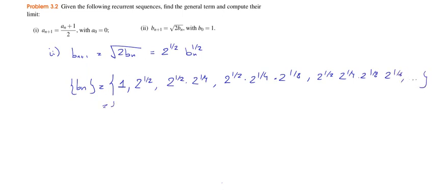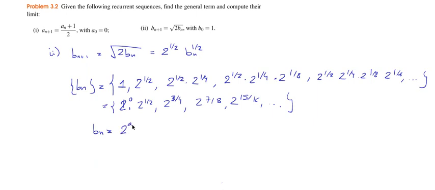Okay, and if we start operating with this, we get 2 to the 1/2, 2 to the 3/4, 2 to the 7/8, 2 to the 15/16, and so on. And if you remember from the previous part, you can write this as 2 to the 0. These are actually the numbers in a sub n. So you can rewrite b sub n as 2 to the a sub n. But again, this is an intuition, so we need to prove this.